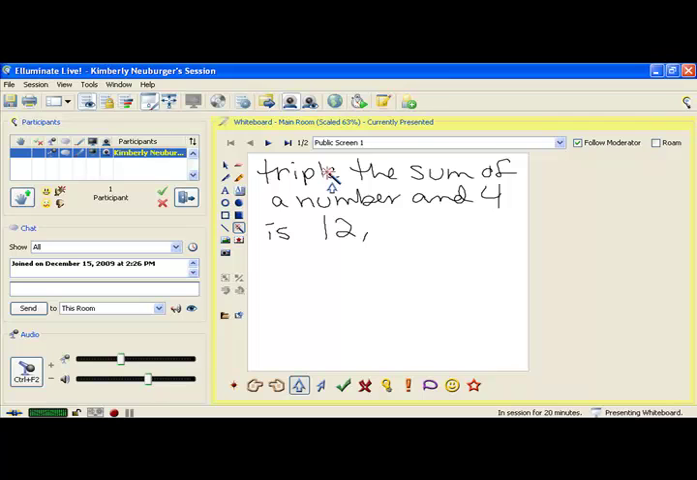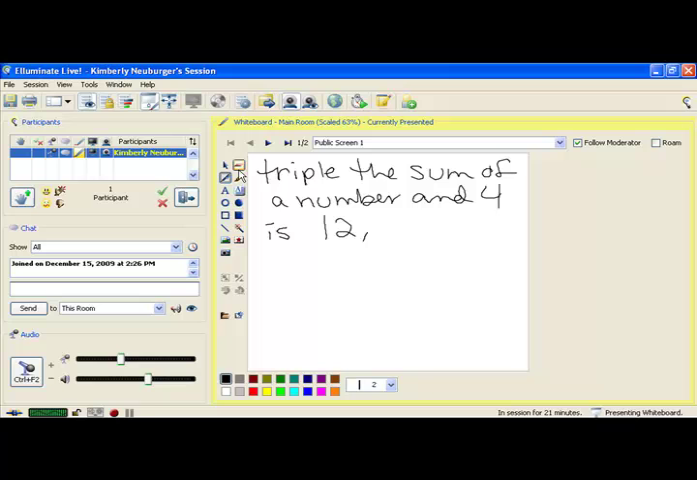means to multiply by 3. So what we need to do is see what we're going to multiply by 3. And if I continue on, it says the sum. Well, sum is the answer after we add, so we need to see what we're going to add, and it says that the sum of a number and 4. So we're going to add a number and 4.